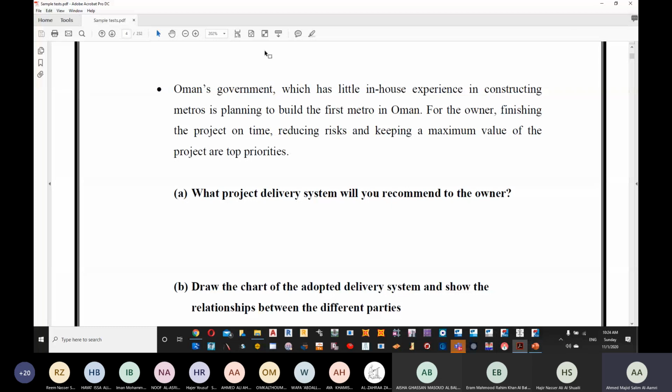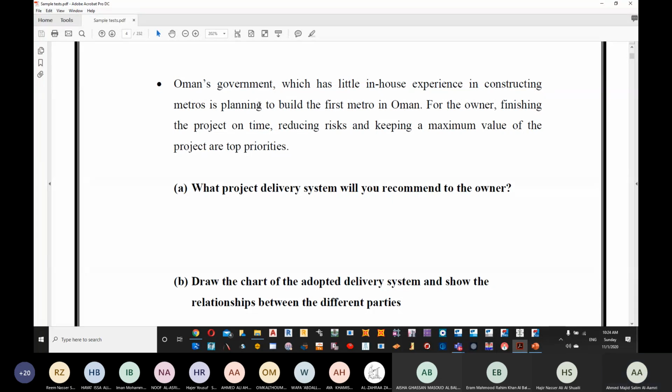Now this one, this method, Oman's government, which has little in-house experience in constructing metros, is planning to build the first metro in Oman. For the owner, finishing the project on time, reducing risks, and keeping a maximum value of the project are a top priority.